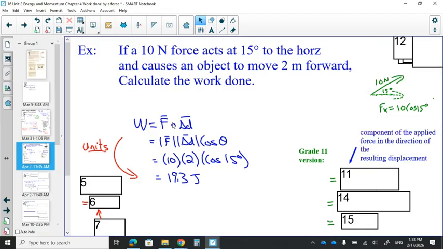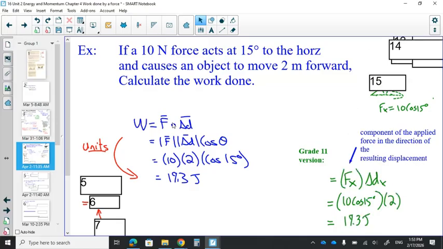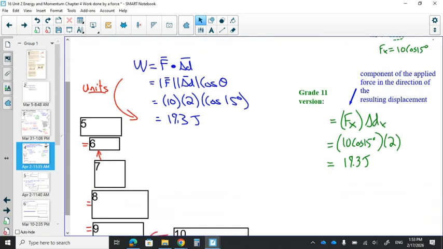If you look at the grade 11 version where we're saying the component of the force in the direction, it's a little more intelligible, if you will. It's a little more obvious why it makes sense. So my preference would be the green version there for sure. But both work. They mean the same thing.